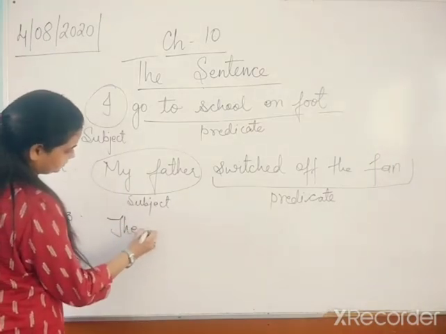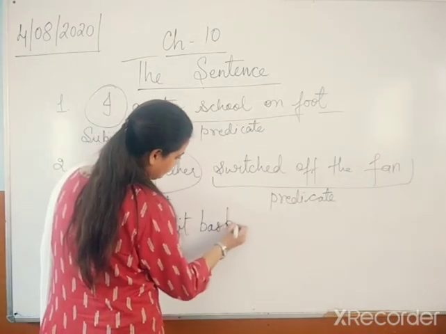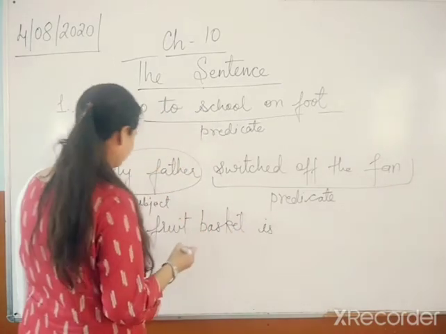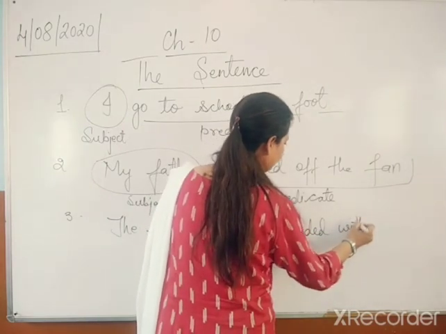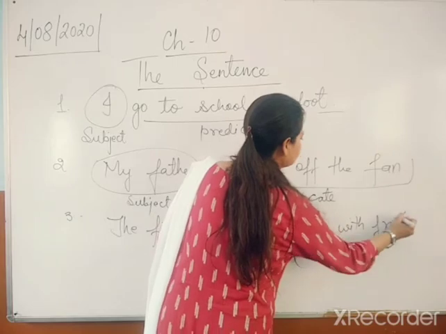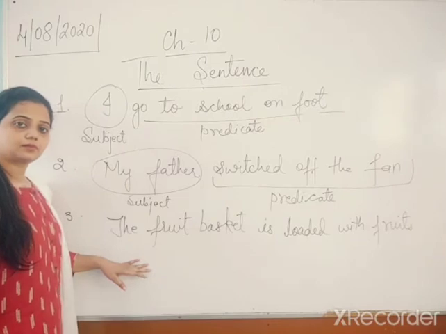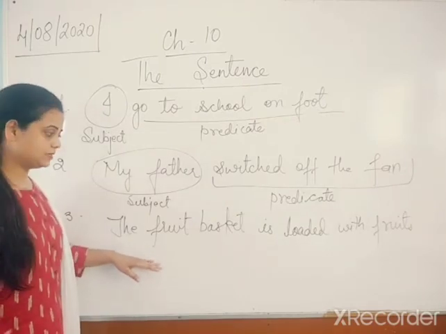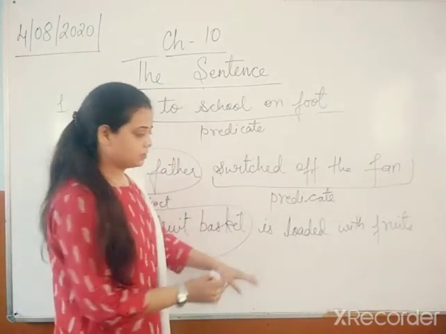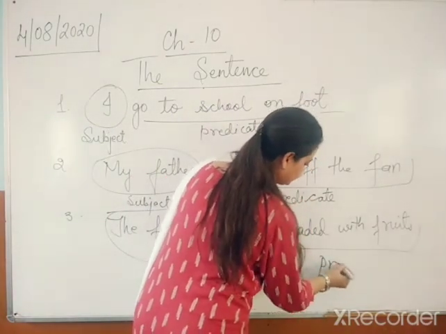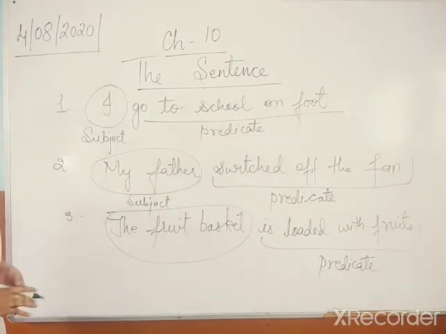The fruit basket is loaded with fruits. Okay, so in this sentence, what is the subject? The fruit basket is the subject. And what is said about this subject? That it is loaded with fruits. So this is your predicate. Clear? Now let's see some more examples.